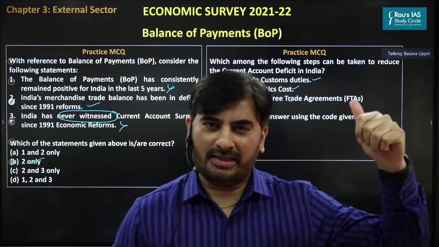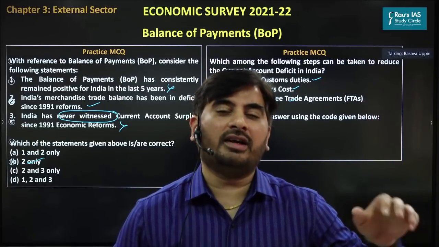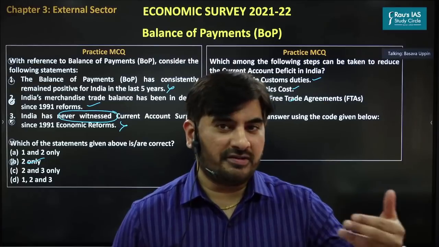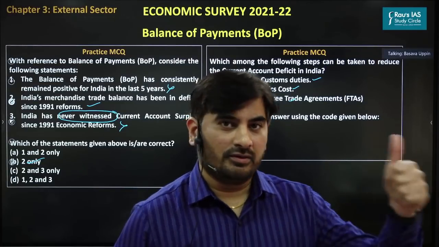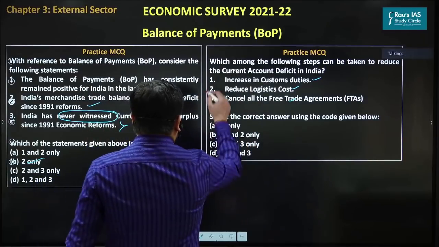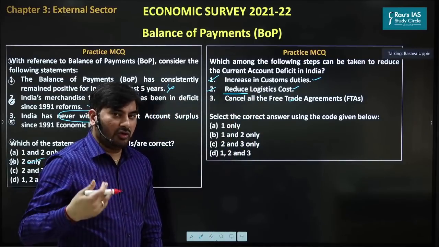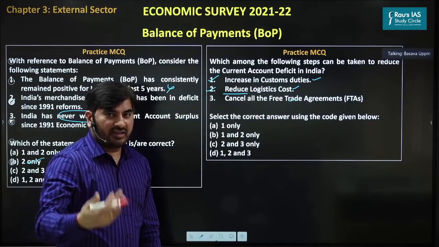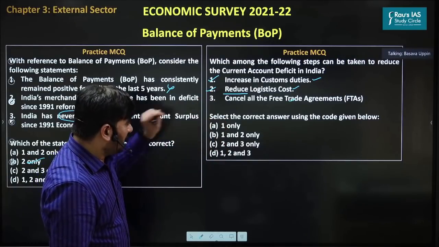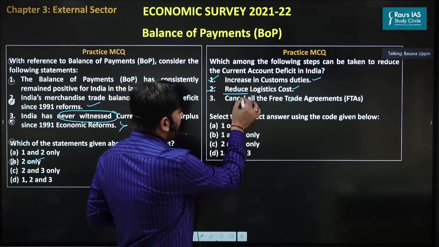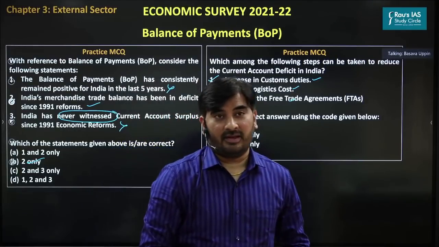So can I say by increasing the customs duty, we would be able to reduce the import of certain non-essential goods, right? By reducing the import of non-essential goods, we would be able to reduce our current account deficit. So first statement is right. Second, by reducing our logistic cost, we would be able to boost our exports. By boosting our exports, we can reduce the current account deficit. This is right. Now look at the third statement. Third statement says cancelling all the free trade agreements, FTAs.